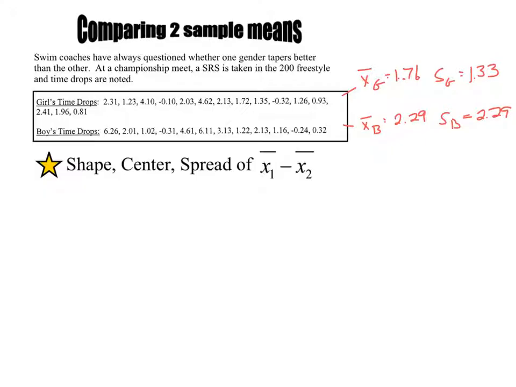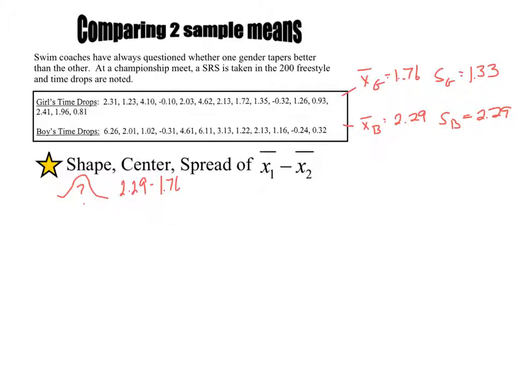Okay? Now let's talk about the distribution of sample means. So talking about shape, center, and spread of this sample mean calculation, what would it be centered around? Well, the difference between the two, right? 2.29 minus 1.76 is going to be what we center around. Our shape, well, we're going to hope that it's relatively normal. We could use a T statistic here.